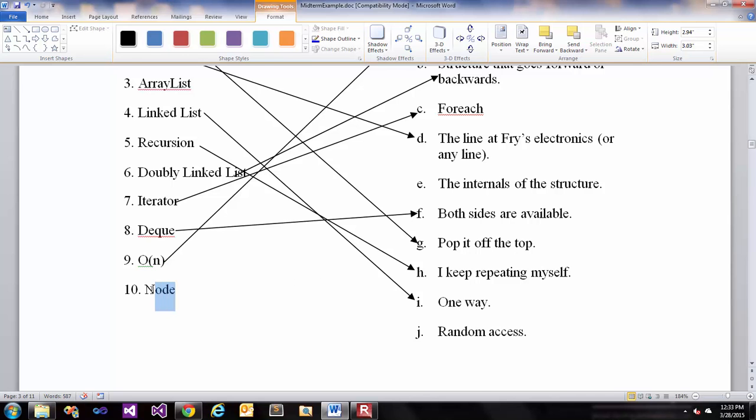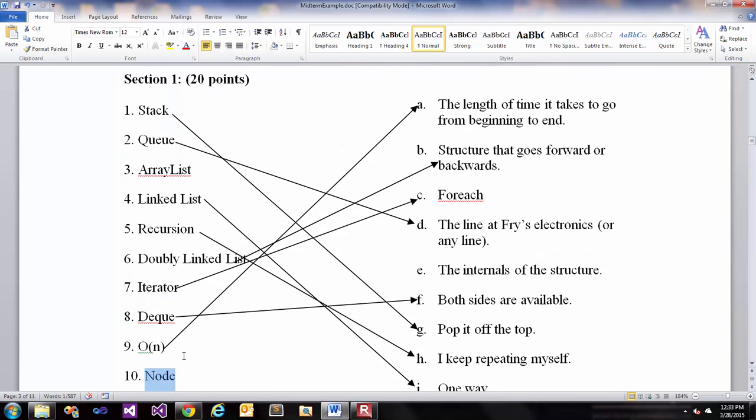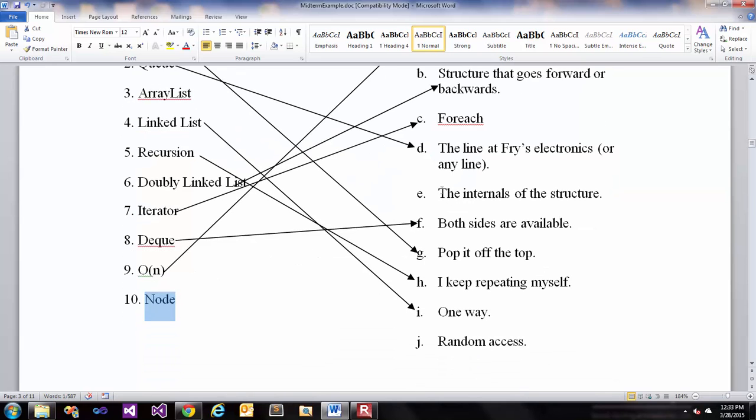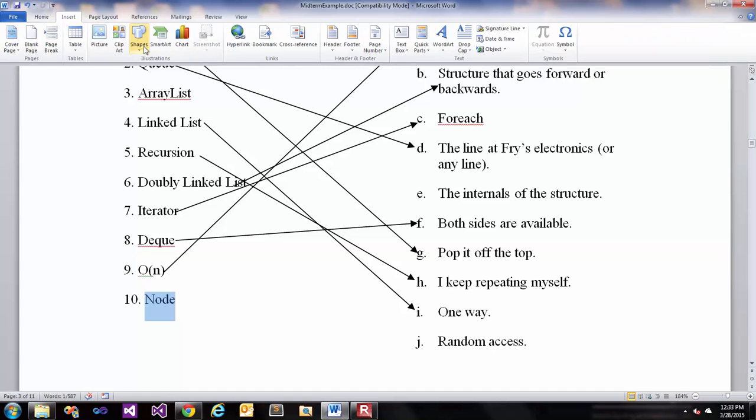Node, we've used that a lot of times in pretty much all the data structures that we've covered. So it's one of the internals of that structure, so the best answer for a node is that internals answer.